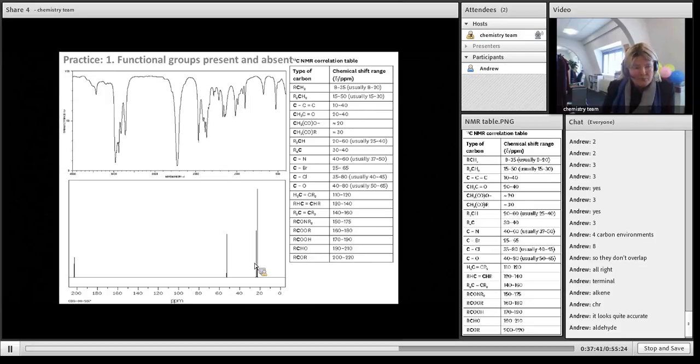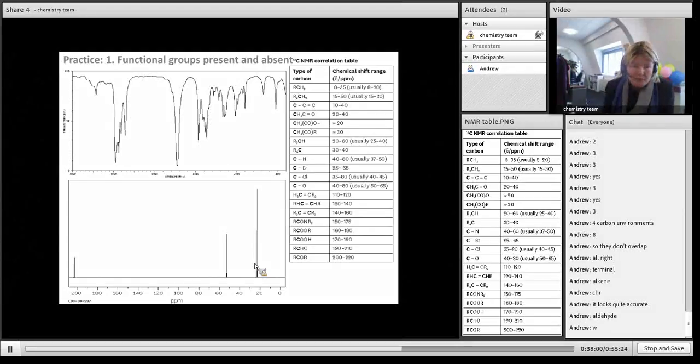Because for merit, you need to collate 2 spectra together. For achieved, you just have to find something in each spectra, but they don't have to be related. For merit, you've got to tie 2 together. So for instance, you've said it's an aldehyde, quite correct, but you've got to say what makes it an aldehyde in the IR and what makes it an aldehyde in the NMR.